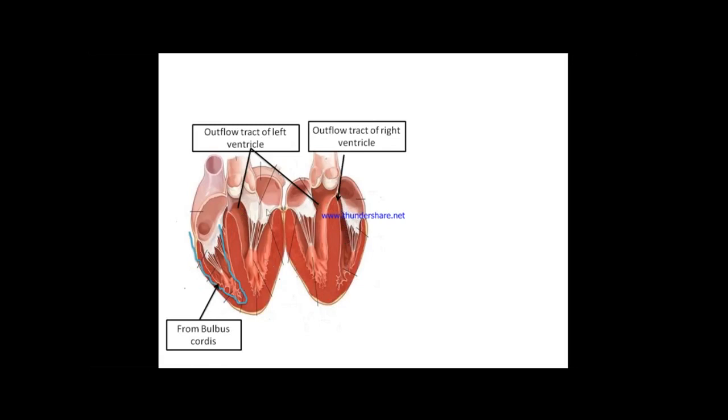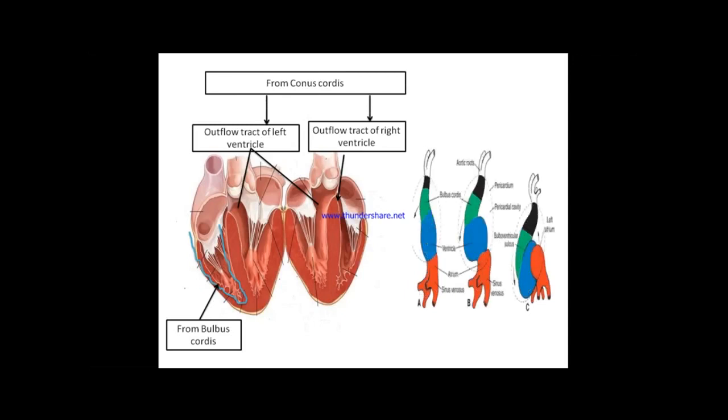To summarize the development of the two ventricles: the rough portion of the right ventricle develops from the bulbus cordis proper, the rough portion of the left ventricle develops from the primitive ventricle, and the outflow tracts of both ventricles develop from the conus cordis part of the bulbus cordis. So here we can see, it can be summarized like this. This part is the conus cordis, from which the outflow tracts of both ventricles have developed. The green part is the bulbus cordis proper, from which the rough part of the right ventricle is developed, and from the primitive ventricle the rough part of the left ventricle develops.